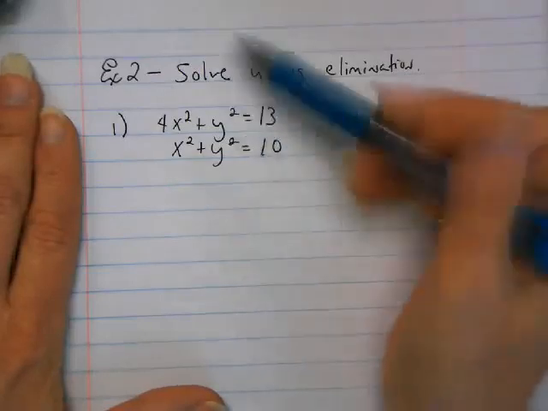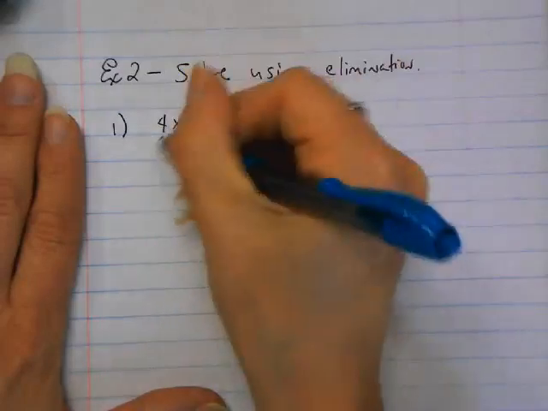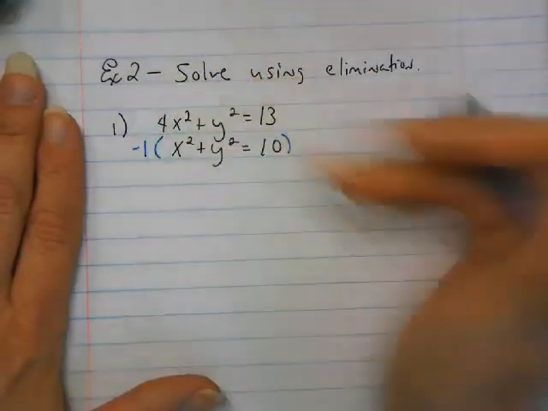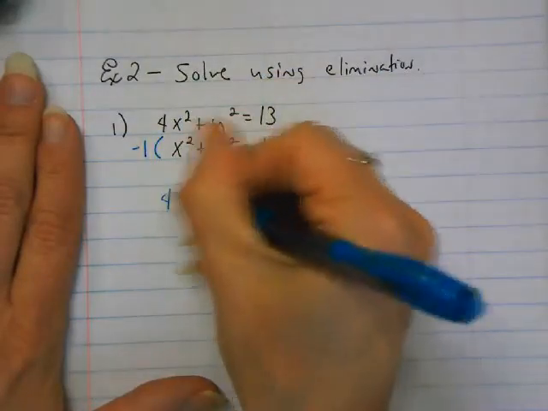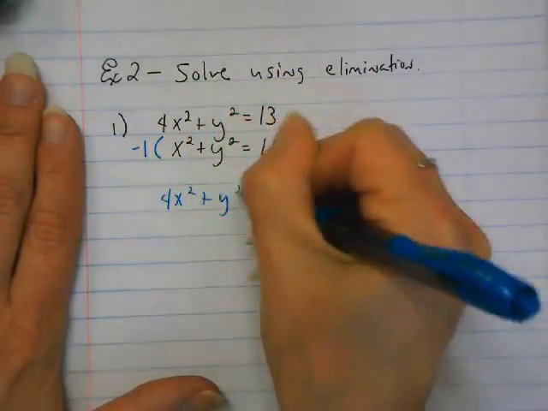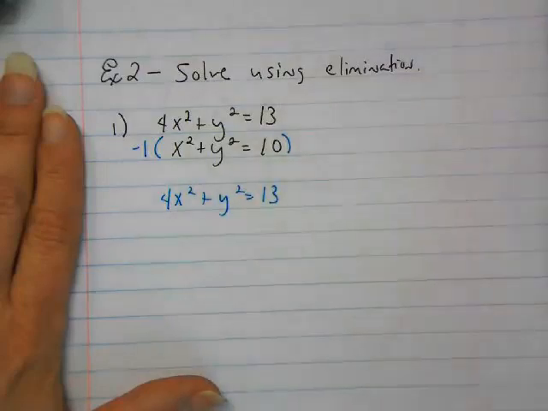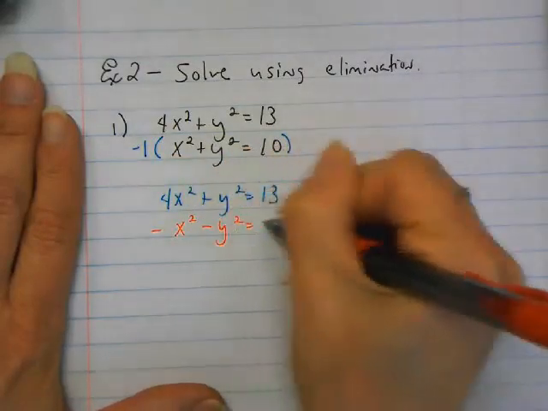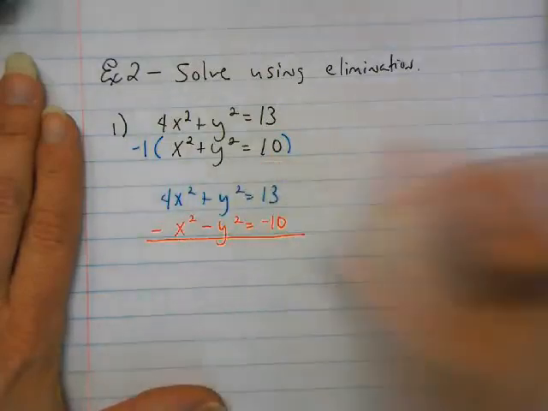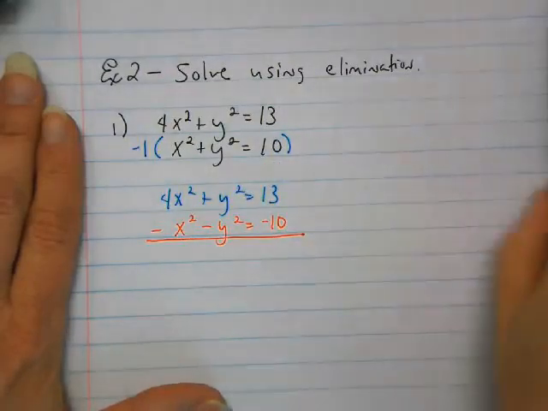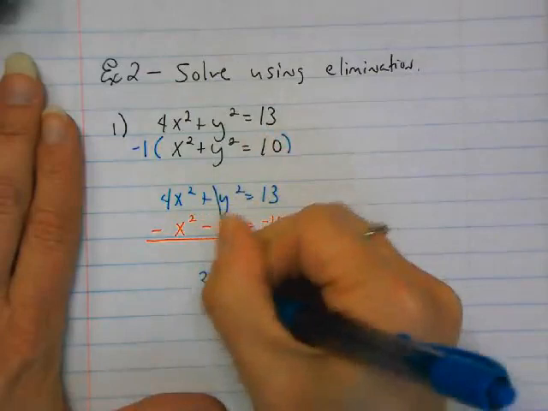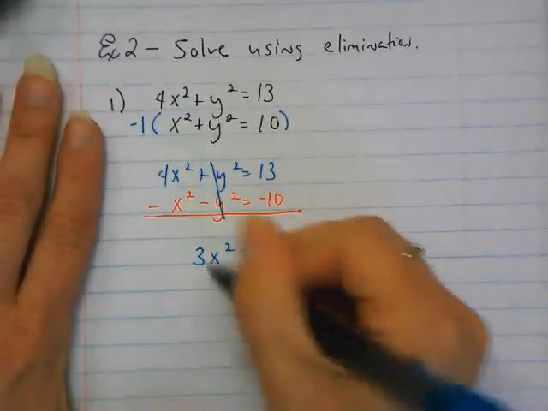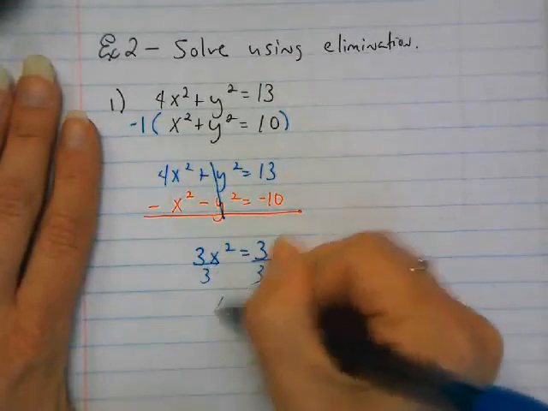Alrighty. Do you agree that I'm going to go ahead and multiply this bottom one by negative 1 so I can cross out those y squared? So I have 4x squared plus y squared equals 13, and I have negative x squared minus y squared equals negative 10. So my y squareds cancel, and I'm left with 3x squared is equal to 3. Divide by 3. So you get x squared is equal to 1.